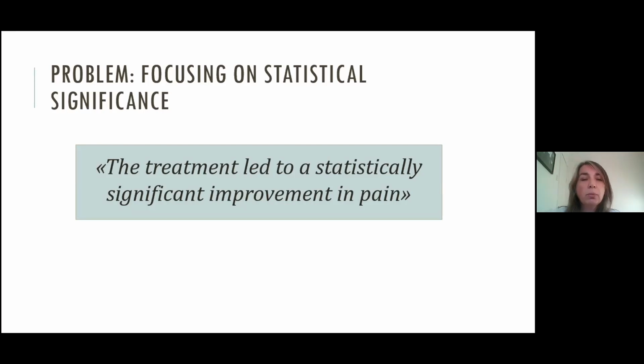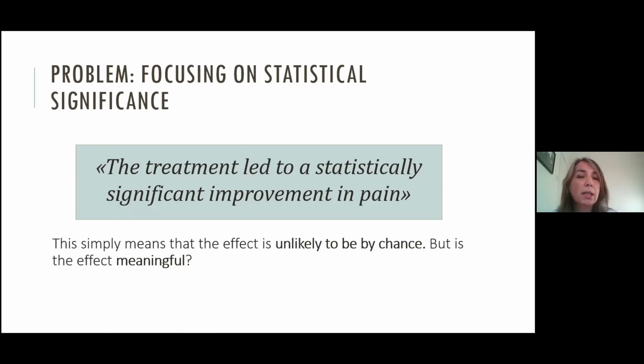Another problem, which is getting better but is still quite common, is a focus on statistical significance. This is a sentence that we still see quite often: the treatment led to a statistically significant improvement in pain. Now that simply means that the effect is unlikely to be by chance. It doesn't actually tell you whether that improvement in pain was clinically significant for the patient. So forget about statistical significance when you're presenting the results of your review and focus on whether something was clinically significant instead.